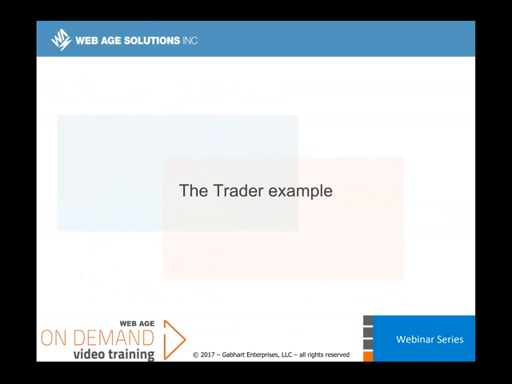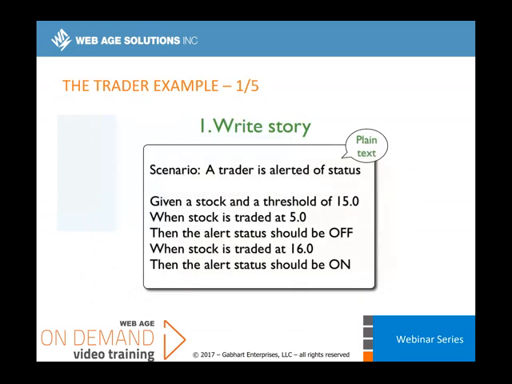The Trader example comes from the jbehave.org team. And it is their quintessential representation of behavior-driven development. If you download their examples, you'll find that the Trader example is a thread that's carried through all of it. And there are various stories all around the notion of online stock trading. We're going to look at a simple one first, just to get a feel for it.